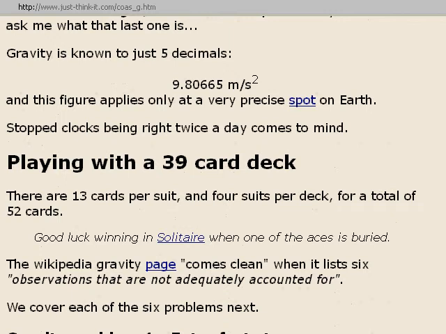There are 13 cards per suit, 4 suits per deck, for a total of 52 cards. Good luck winning in solitaire when one of the aces is buried. The Wikipedia gravity page comes clean when it lists 6 observations that are not adequately accounted for. We cover each of the 6 problems next.